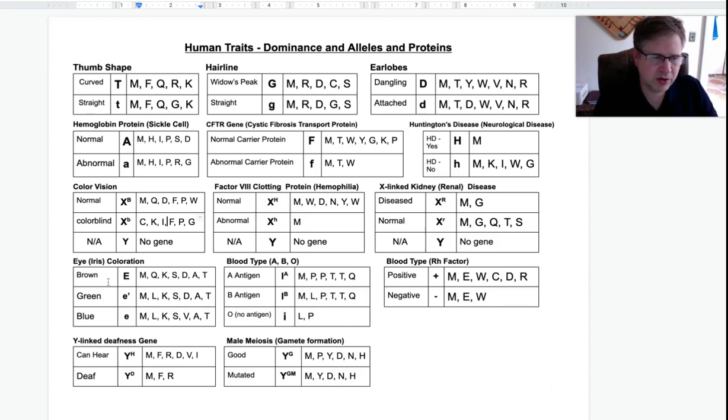Eye color, notice there's three genes for that. So it just means that in the dominance, the big E is going to dominate over the little e prime, and the little e prime will dominate over blue. So I put most dominant to least dominant here.